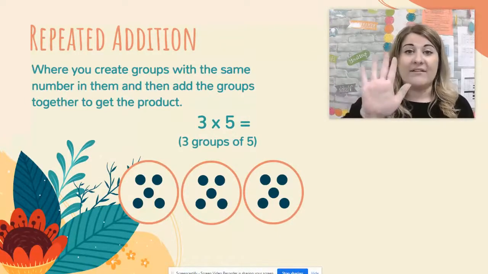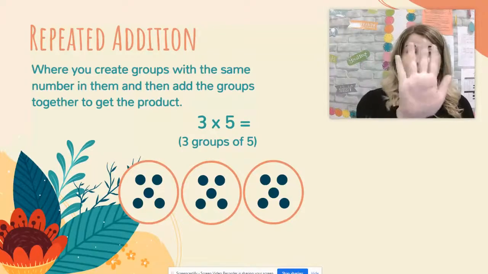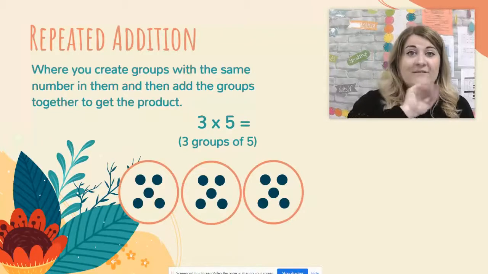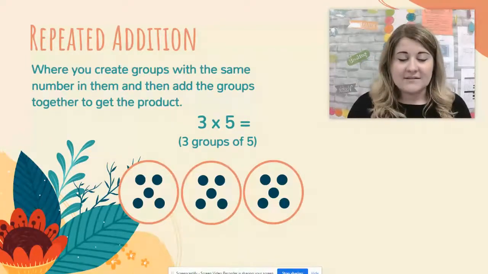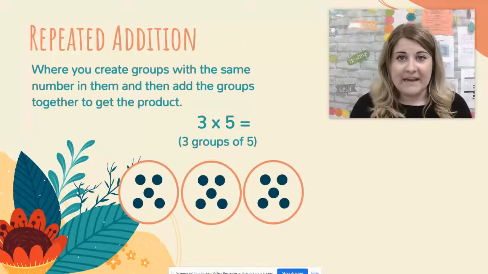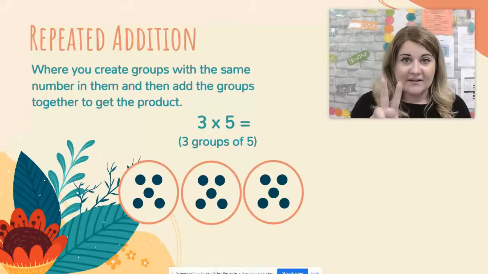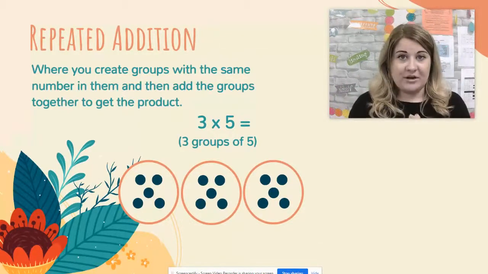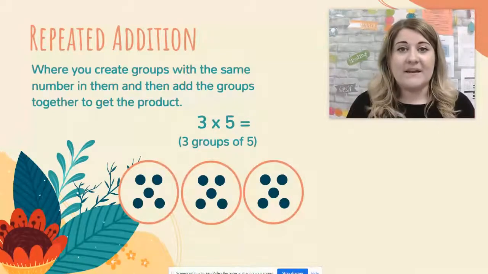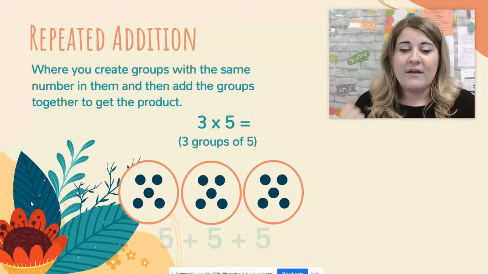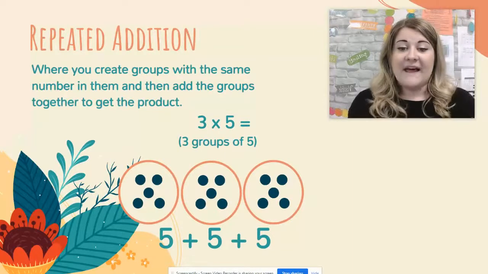So for this, we have 5 in the first group plus 5 in the second group plus 5 in the third group. So you would have 3 5s, okay? It is important for you to realize that the first factor is not the one you're repeating. You're repeating the second factor. It gets confusing, so that's why I'm telling you, you need to draw a picture, okay? So for this, the repeated addition would be 5 plus 5 plus 5 because we drew 3 groups of 5. So if we add those groups together, we've got 5 plus 5 plus 5. That's what it needs to look like.